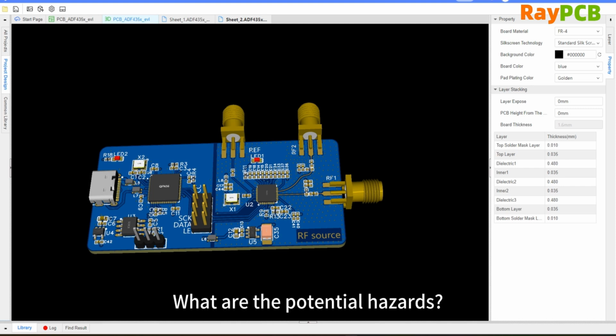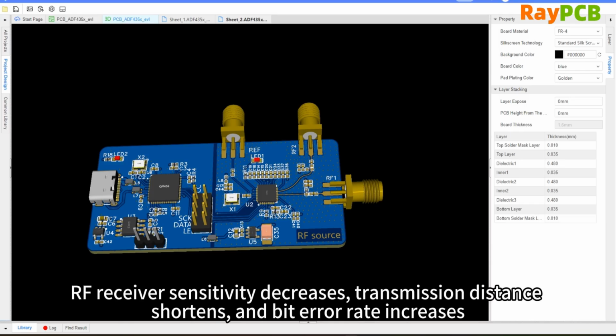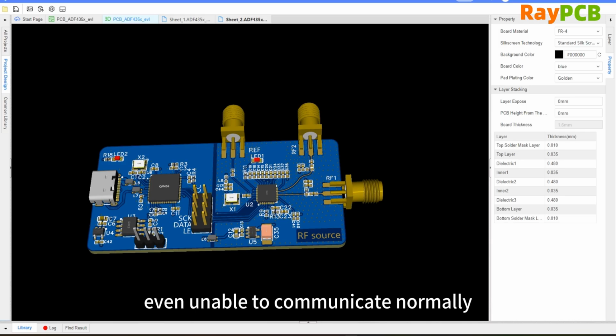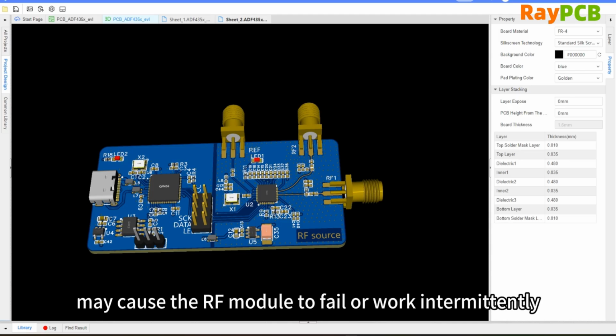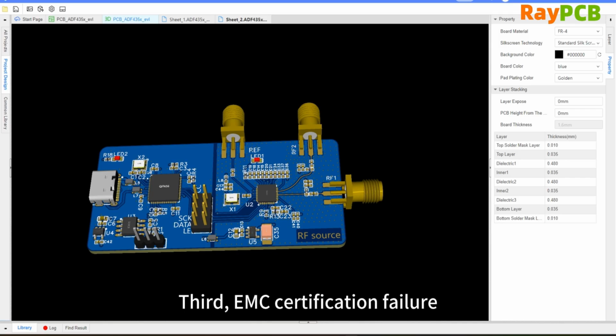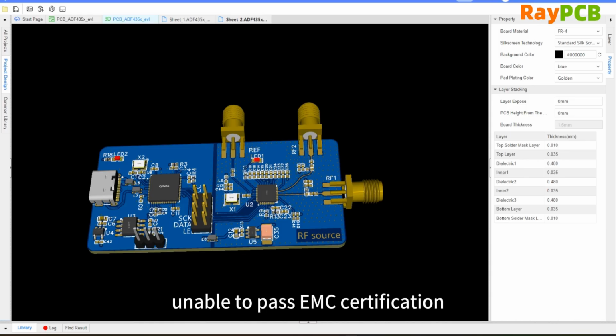What are the potential hazards? First, there is a decline in communication performance. The RF receiver's sensitivity decreases, transmission range shortens, bit error rate increases, and in some cases, normal communication becomes impossible. Second, there is a risk of product functionality being severely affected. Serious interference may cause the RF module to fail or malfunction indirectly. Third, there is the risk of failing EMC certification. Digital interference may cause the product's external radiation to exceed standards, making it impossible to pass EMC certification.